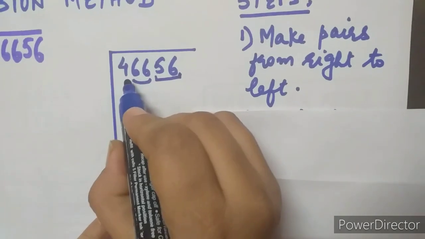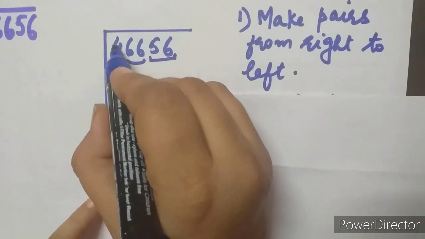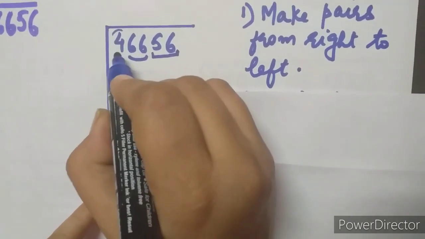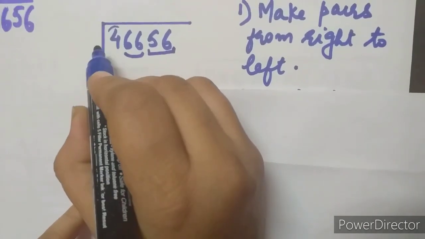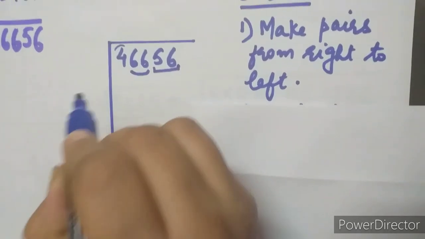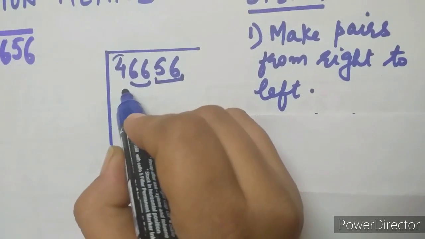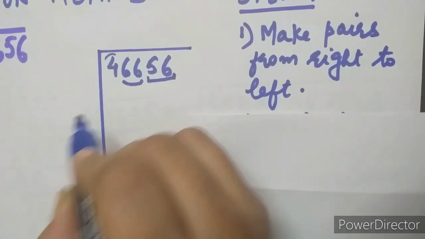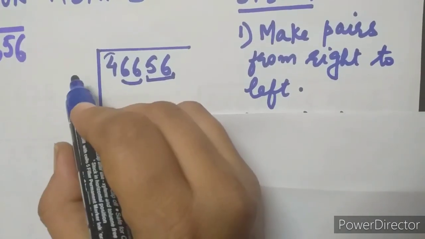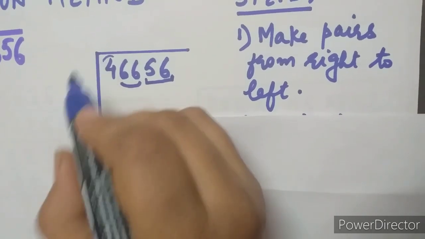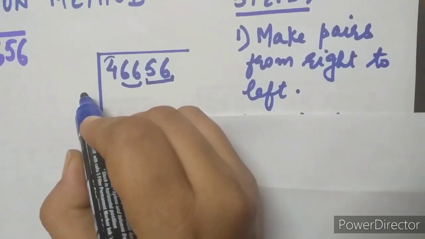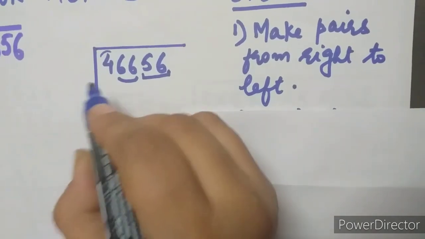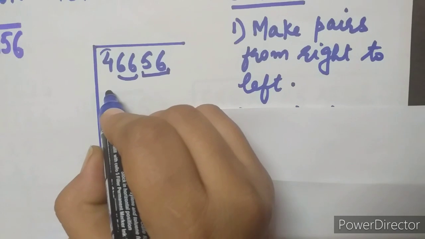For the first step of division, from here I will take up the first member only, that is the digit 4. Now with which digit or which number are we going to divide this? For that we have to find the largest whole number. Try to think of the largest whole number whose square is either equal to 4 or less than 4.